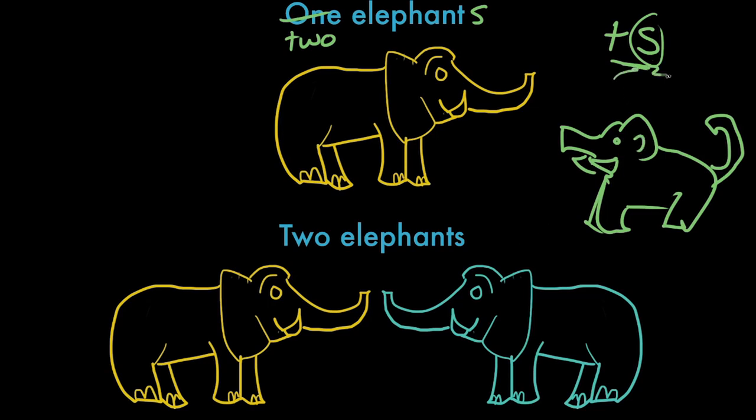If you're ever in need of more than one thing, for the regular plural, just add an S.